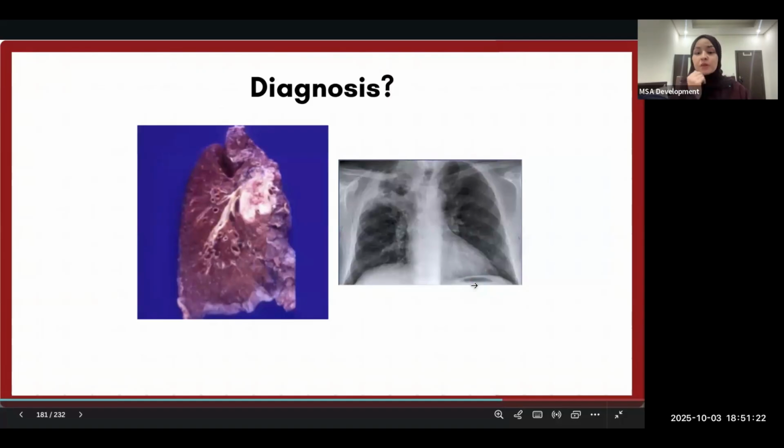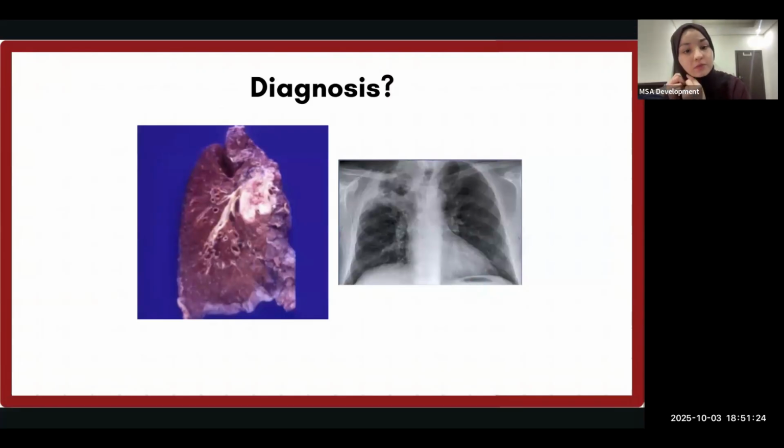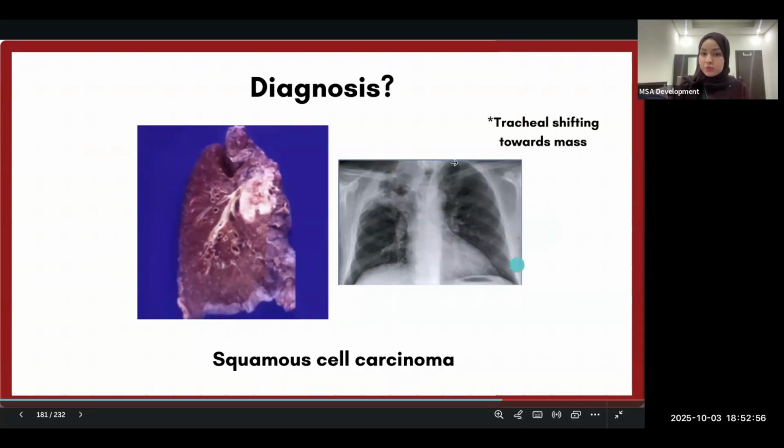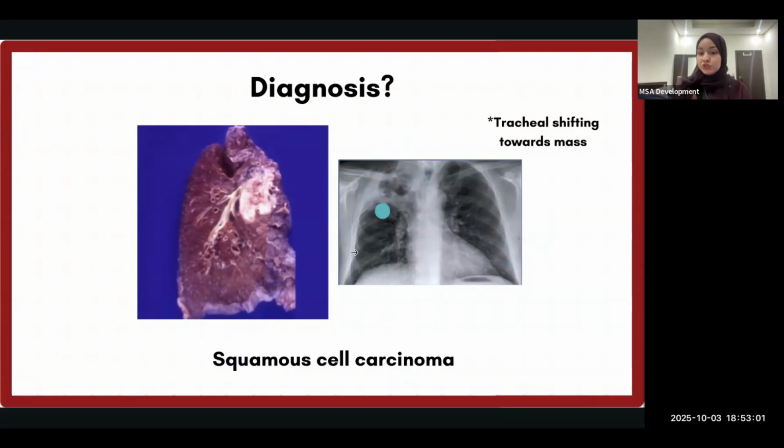Okay, now, what is the diagnosis here? Again, this is a squamous cell carcinoma. So this is a squamous cell carcinoma, as we said, and in the X-ray image, you can see that the trachea is shifting. This tells you that there's a mass because the fibrosis in the mass pulls the trachea towards the side of the mass. And this is a gross image of squamous cell carcinoma.